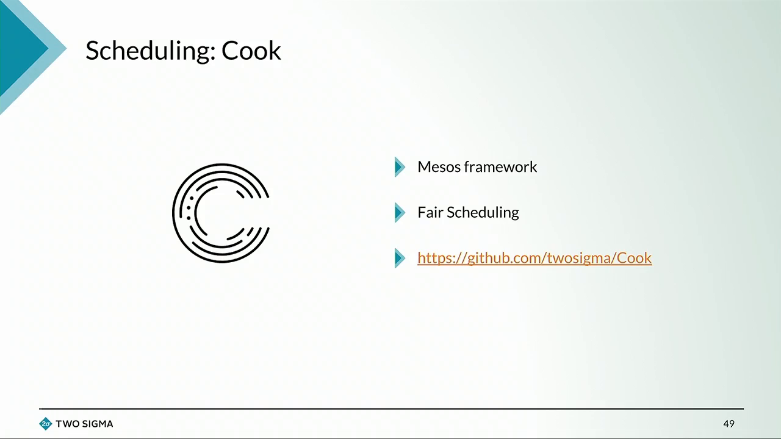But before talking about autoscaling, I want to talk about Cook a little bit, because Cook sits at the top of the stack, and without Cook, there really isn't much, right? What are these VMs good for if nothing is running on them? So Cook is a Mesos framework. Early versions were developed back in 2012. It's open source.